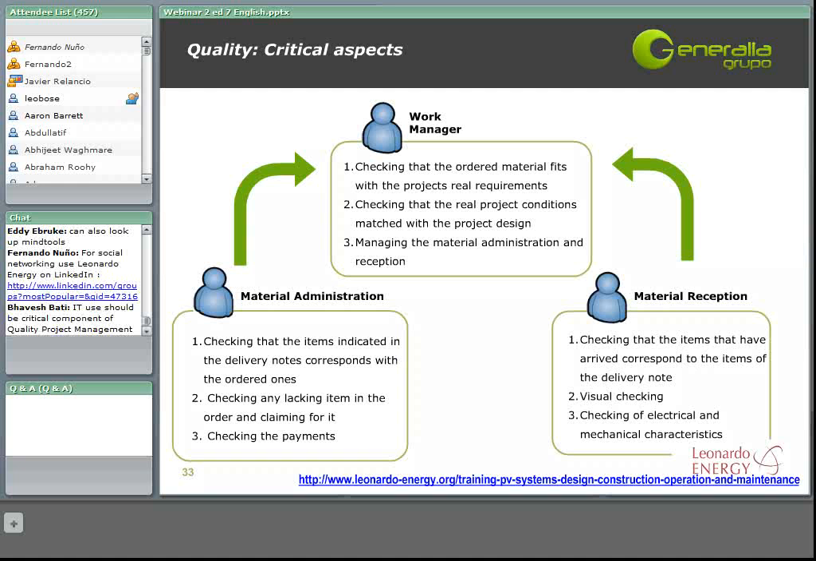During the material reception, we have to check that all the items that have arrived correspond to the items that we have ordered in the delivery note. Then we have to do a visual checking. During the following slides, we will study a little bit more on how to do this visual checking. And finally, we have to check the electrical and mechanical characteristics of every element.